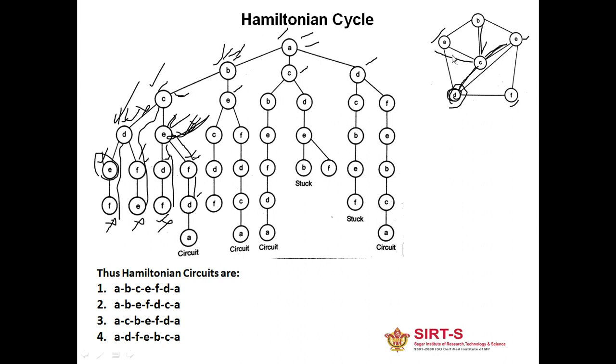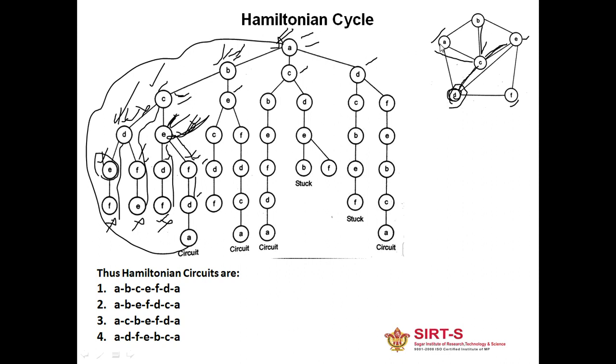For D we have A, C, E, F. E is traversed, C is traversed, F is traversed, and A. So we have a circuit from here itself, and it is clearly visible that all the adjacent nodes are visited. So A is visited.